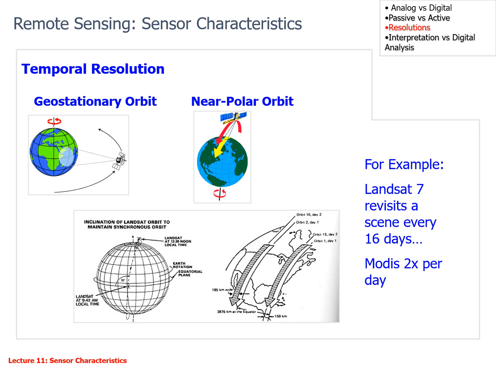MODIS, actually, it says twice a day. There are two MODIS satellites. Each one samples the entire Earth once per day.